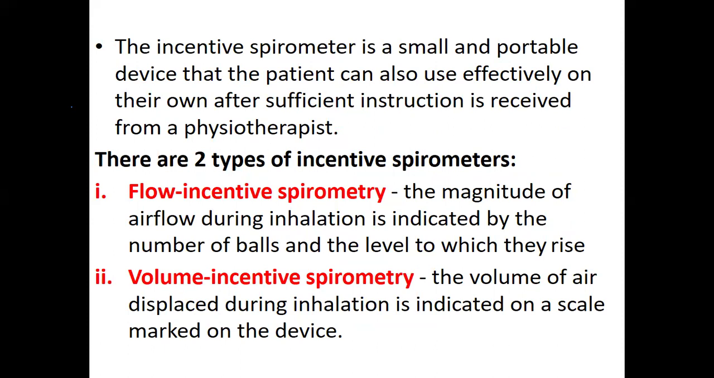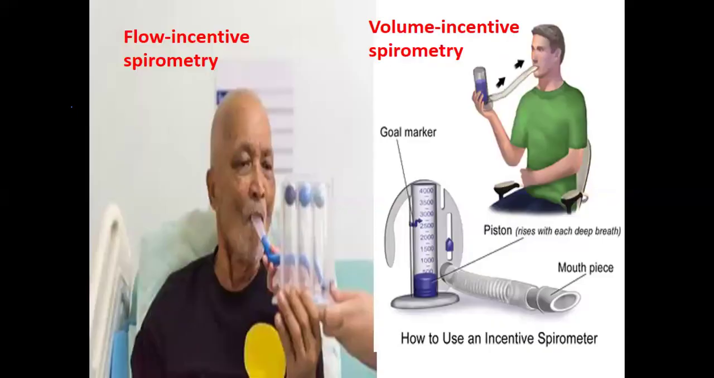There are two types of incentive spirometers. There is one that is known as flow incentive spirometry, in which the magnitude of airflow during inhalation is indicated by the number of bars and the level to which they rise. The other one is known as volume incentive spirometry, in which the volume of air displaced during inhalation is indicated on a scale marked on the device. So these are the two types of spirometers.